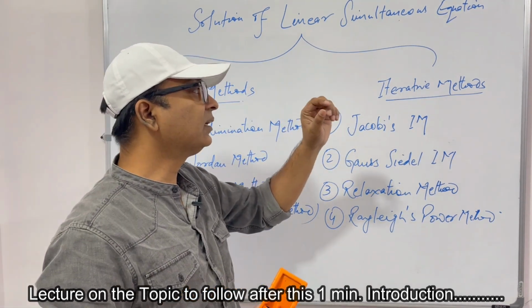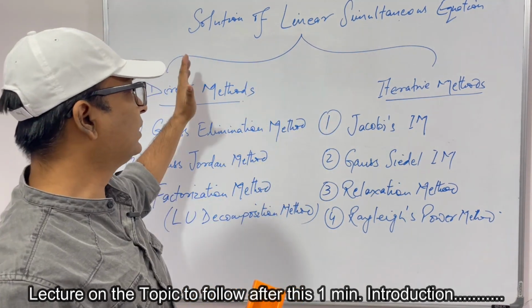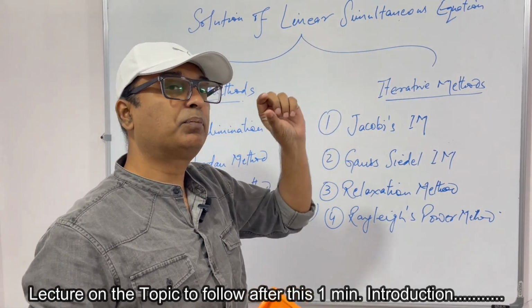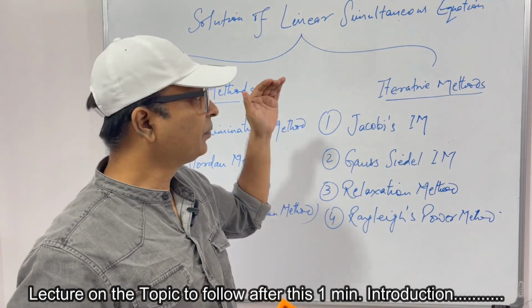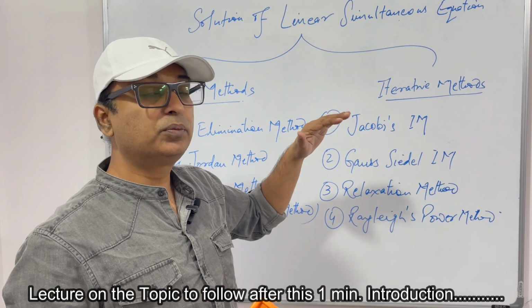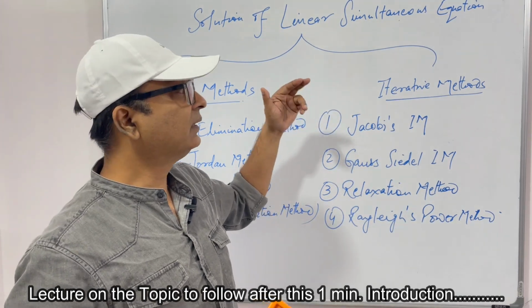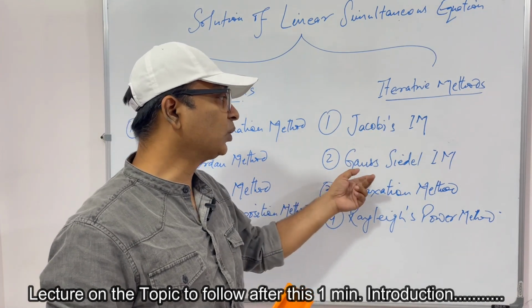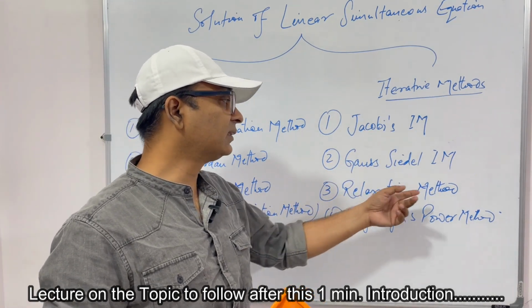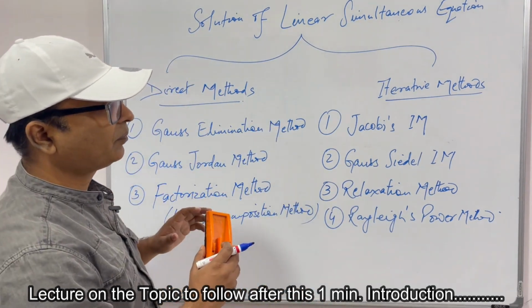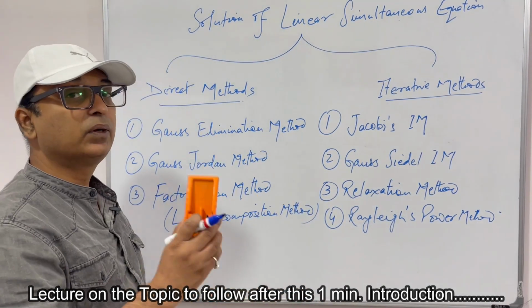Then iterative methods are those methods in which, see, in direct methods we find the exact solution. In iterative methods, we approximate the value of the variables, and then we repeat the process to make better and better approximation. That is iteration. So we'll be studying Jacobi's method, Gauss-Seidel iteration method, relaxation method, and Rayleigh's power method. So this is the syllabus of this course. Now let's see the topic for today.